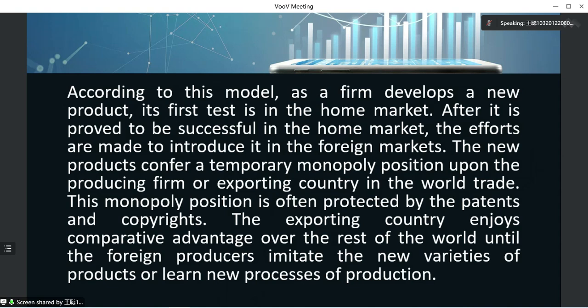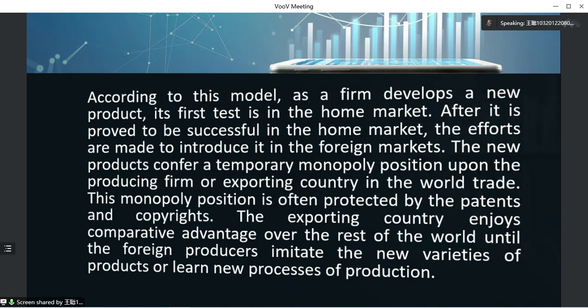The new product confers a temporary monopoly position upon the producing firm or exporting country in world trade. This monopoly position is often protected by patent and copyright. The exporting countries enjoy a competitive advantage over the rest of the world until foreign producers imitate the new variants of the product or learn new processes of production.